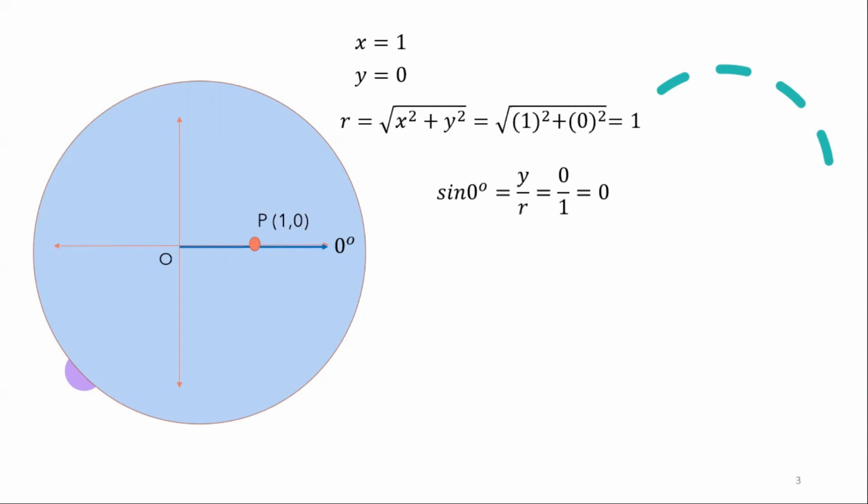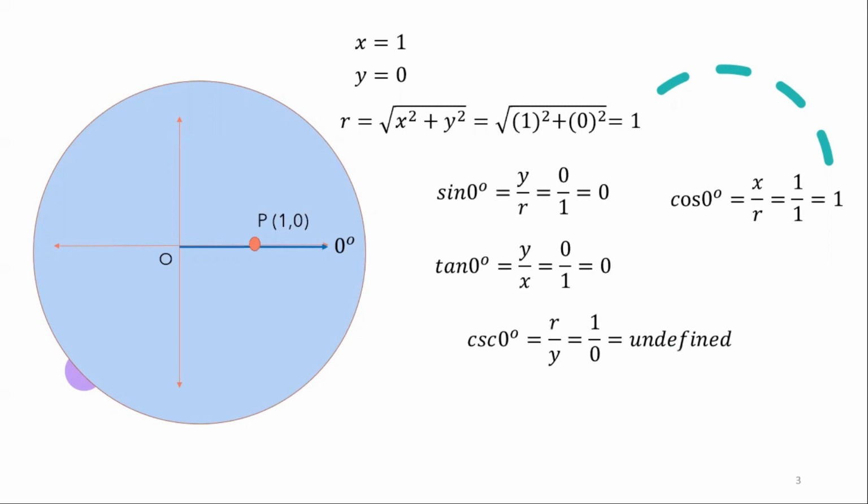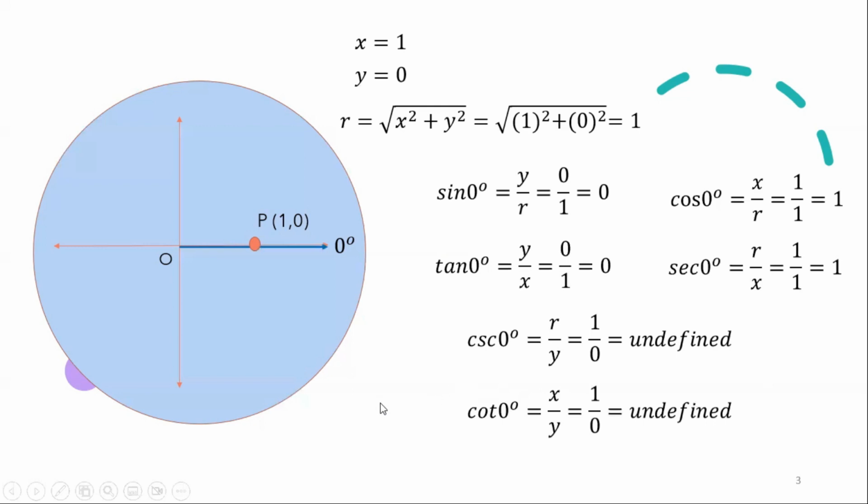So the 6 trigonometric functions of the angle 0 degrees: sine is 0, cosine is 1, tangent is 0, cosecant is undefined. Why is it undefined? Because r over y is 1 over 0, which is undefined. Secant is r over x, so 1. And then cotangent of 0 degrees is x over y, which is also undefined since 1 over 0 is undefined.